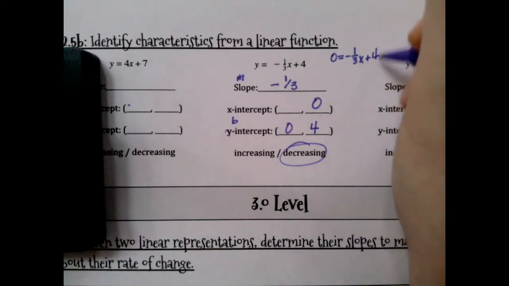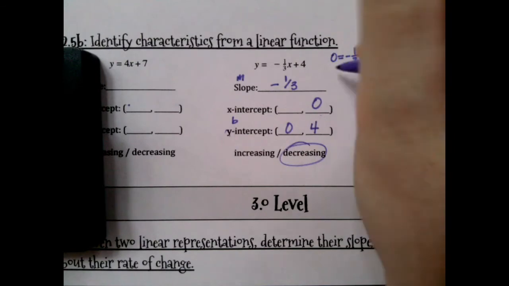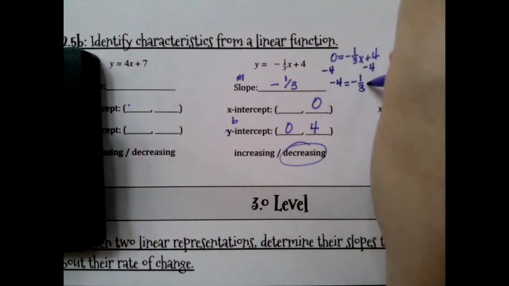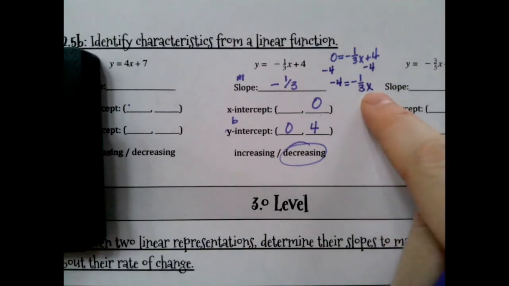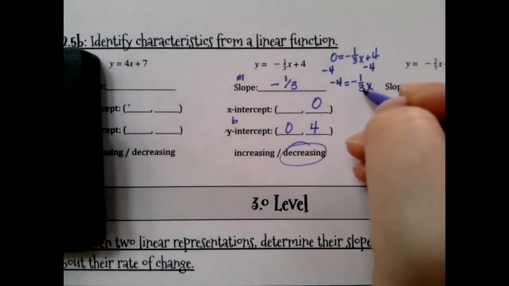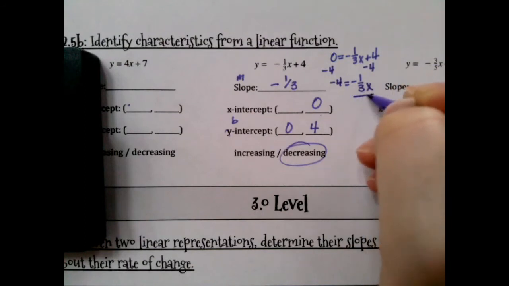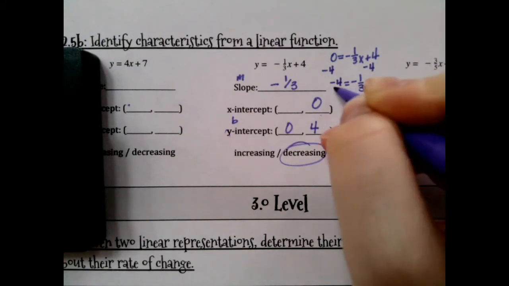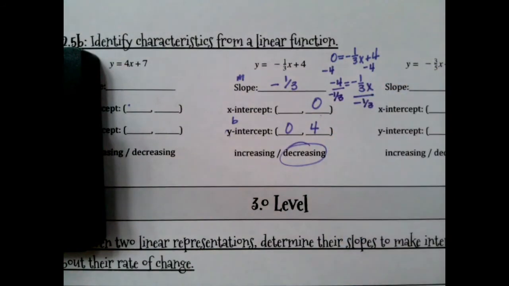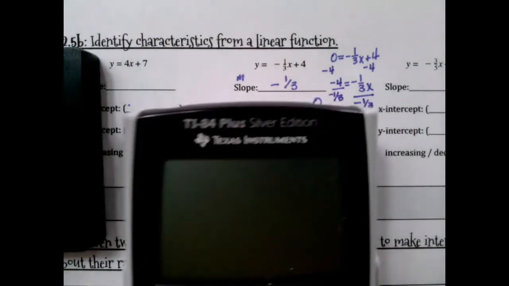So then I can solve. Subtract 4. And then don't get nervous about this being a fraction. Our next step would be to divide, since these are squished together, so we're just going to divide by negative 1/3. You can also multiply by the reciprocal.